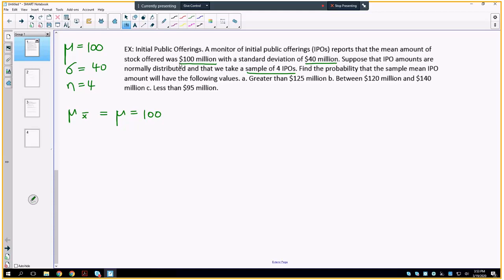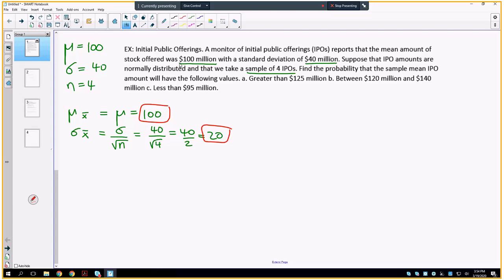We also need the standard deviation of the sampling distribution. And we know that that's the population standard deviation divided by the square root of the sample size. So for our problem, that's 40 divided by the square root of 4, or 40 over 2, which is 20. So the standard deviation of our sampling distribution is going to be 20. So these are the numbers that we're going to use for the rest of our problem. Mu x bar equal to 100, sigma x bar equal to 20.